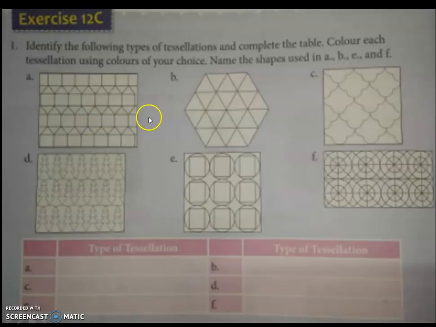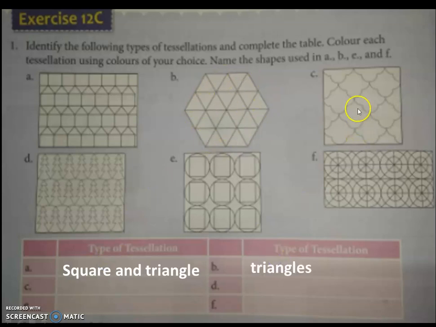Now here they are asking you to write the shapes used in these tessellations. They are asking what type of tessellation this is. So the first one is with square and triangle. This line is full of squares and this line full of triangles. Square, triangle, square, triangle. So I write square and triangle. This one is only with triangles. So triangles. This one all curves coming. So it is curves.